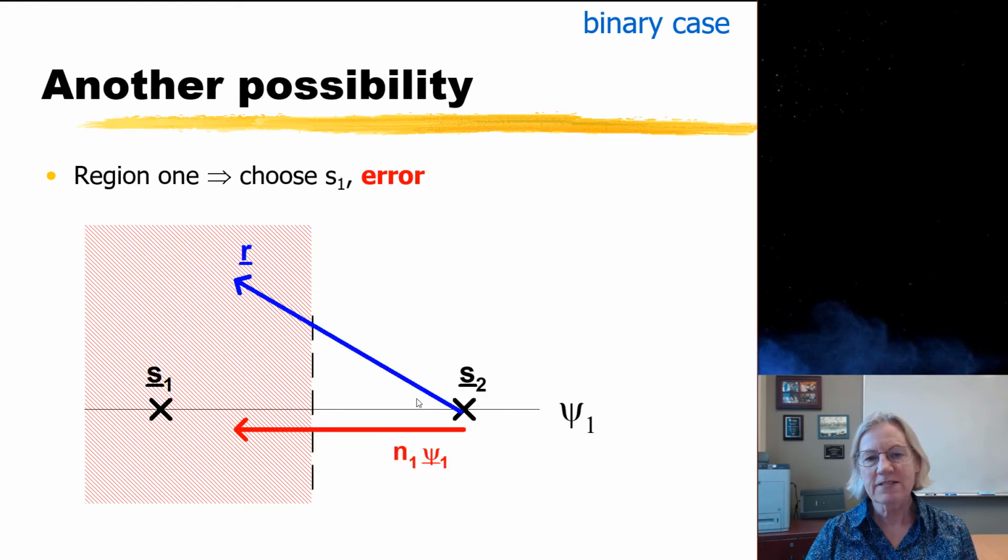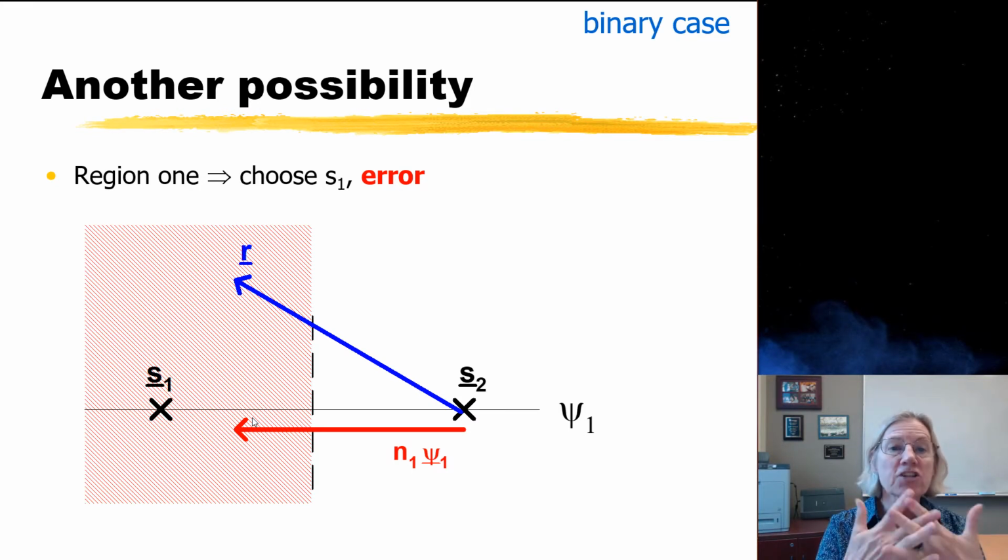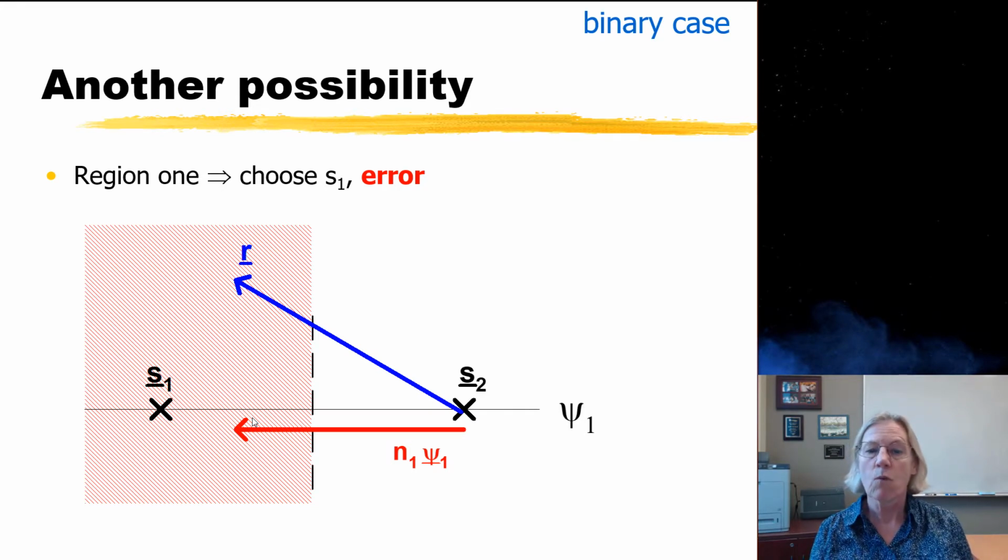And so what happens is if R had gone in the red region, this projection of the noise would have been bigger, and the projection of the noise along the line between the two would have been large enough to cause an error. So when is it large enough to cause an error? Well, when this noise component along the vector connecting the two symbols that I'm interested in is bigger than the separation of those two symbols.